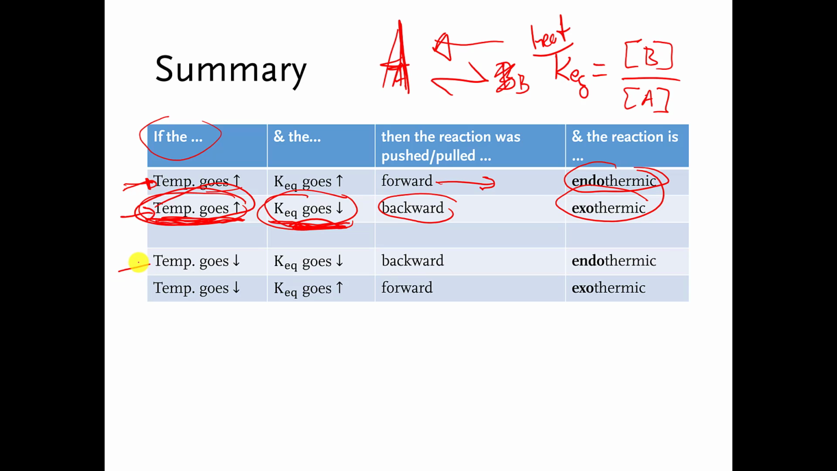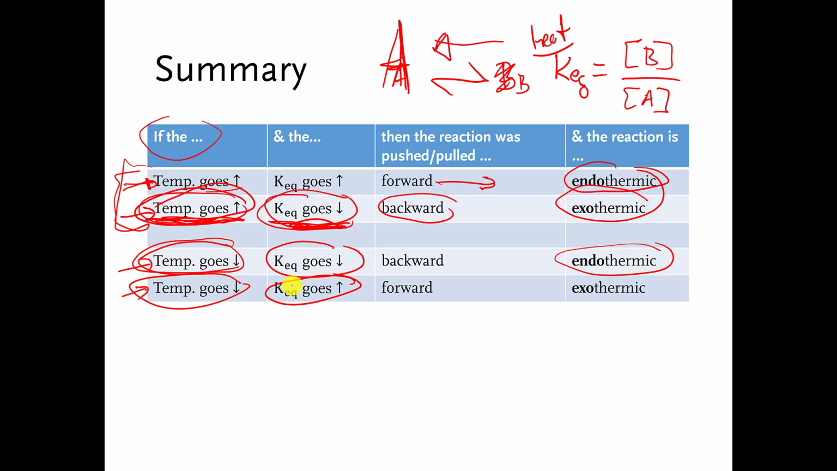And these last two rows say the same thing as the first two rows, but they talk about when the temperature goes down. The punchline here is that if the temperature and the equilibrium constant go in the same direction when you move them, then the reaction is endothermic. If the temperature and the equilibrium constant go in opposite directions when you move them, then the reaction is exothermic.